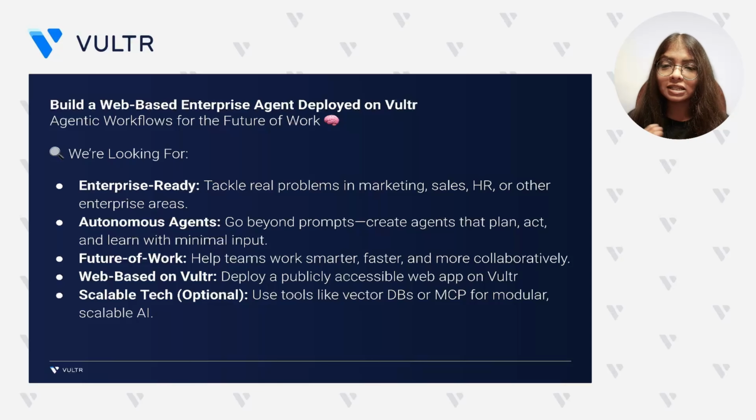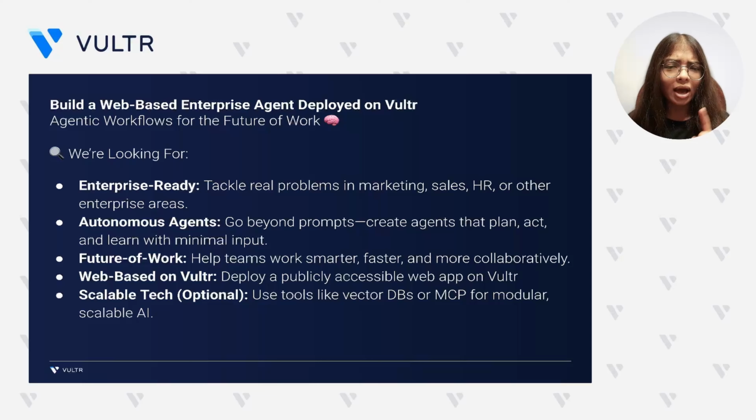Our track is called Build a Web-based Enterprise Agent deployed on Vultr, and there is intention behind every word in that. At its core, this means you will be building an AI-powered web application that solves a real problem commonly found in a business context, like marketing automation, HR support, sales tooling, internal knowledge access, or even admin workflows. Your application should behave like an agent and not just a tool. In practice, that means it should be able to perform a series of tasks with limited input. Ideally, it can plan, act, and adjust based on added context.